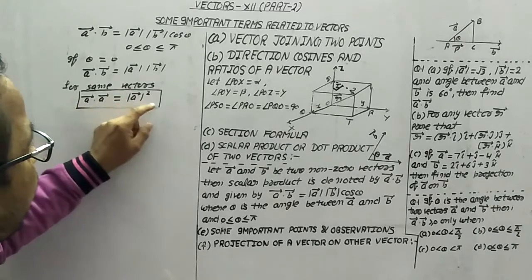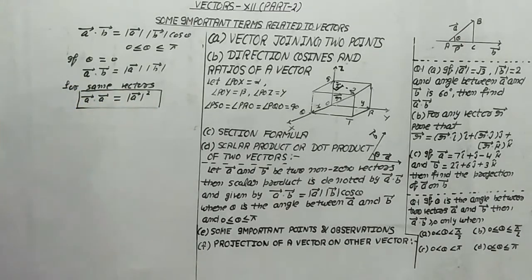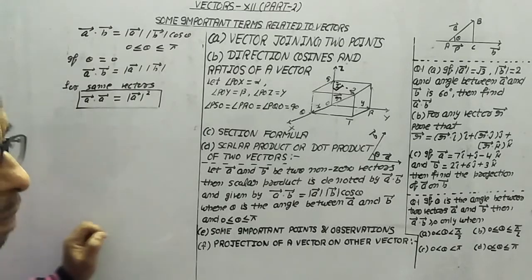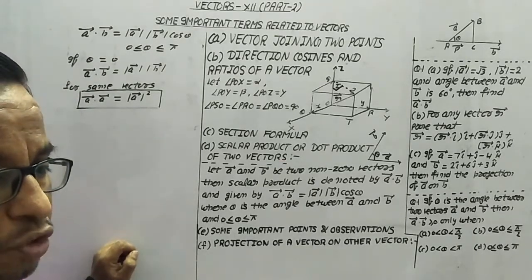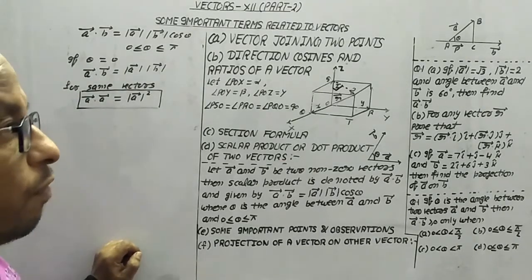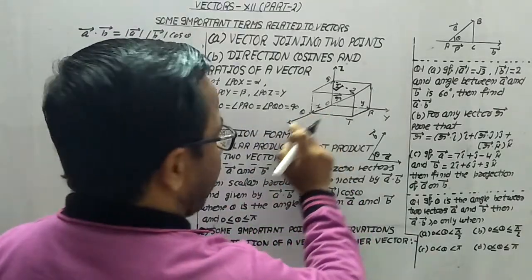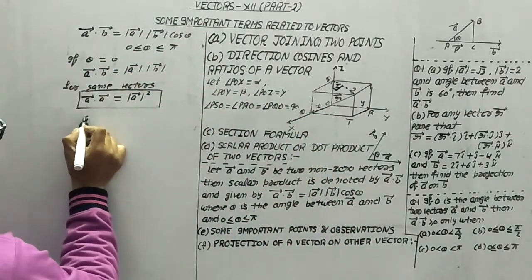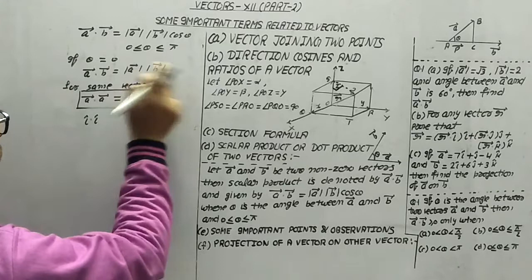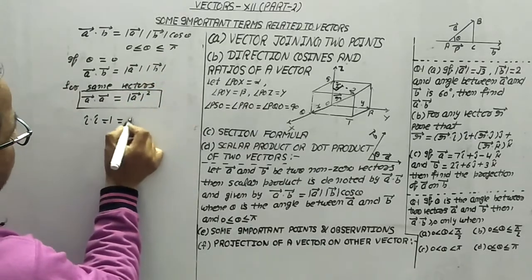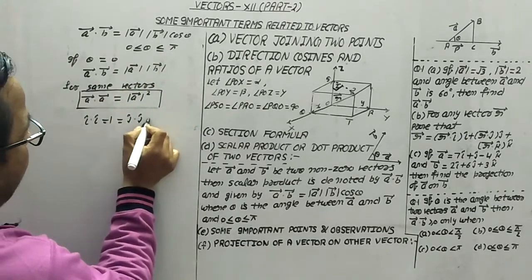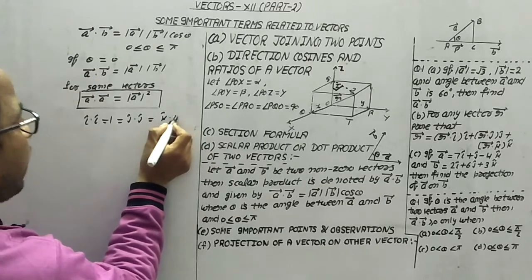On the basis of this, if we consider the unit vectors of the same axis, suppose the x-axis, it means i dot i. i dot i means 1 into 1, which is 1. In the same way, this holds for j dot j and k dot k.